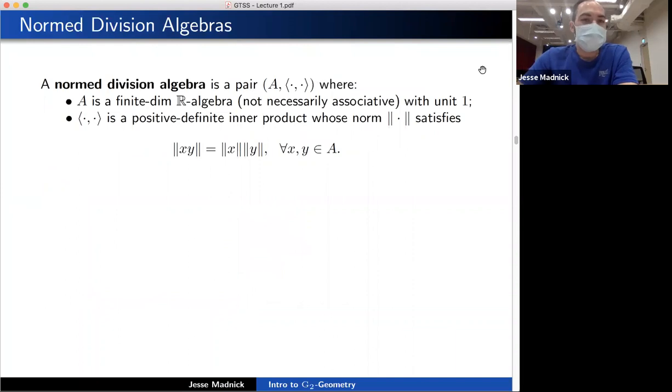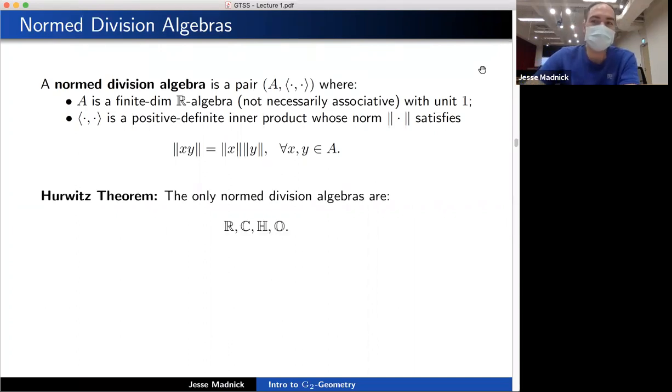Okay, so what is a normed division algebra? It is a pair consisting of a finite-dimensional R-algebra, not necessarily associative, but with a unit, together with a positive definite inner product for this talk, and the norm respects the multiplication. There's a whole theory of these things, but I'll spare you the details. The upshot is that there are only 4 of them. It's a beautiful fact due to Hurwitz that the only normed division algebras are R, C, H, and O: the real numbers, complex numbers, quaternions, and octonions.